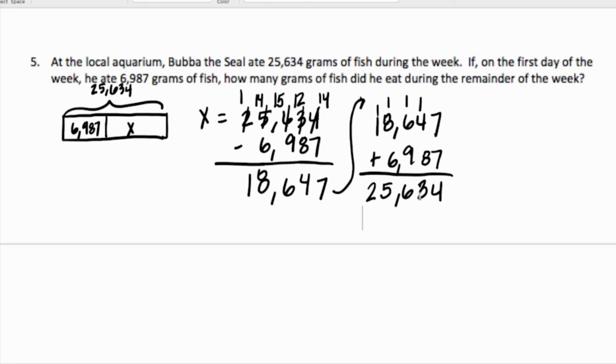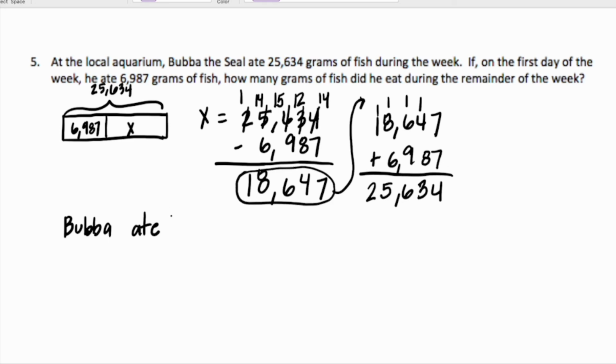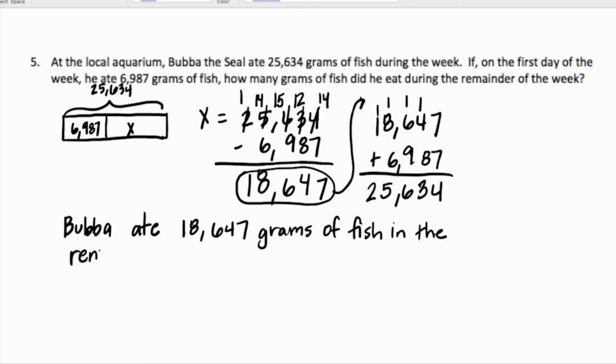We got that 25,634. So Bubba ate, and make sure you put the difference down and not the total, right? We checked it and got the total, but the answer we were looking for was that difference. He ate 18,647 grams of fish in the remainder of the week.